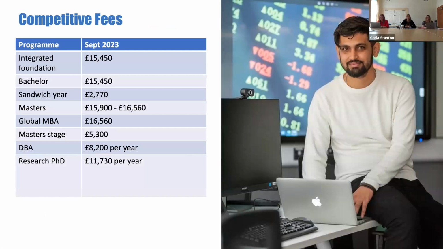Just a quick reminder on our fees, which I think you'll see are extremely competitive when compared to other universities in the UK. You can see here that our integrated foundation and bachelor courses are 15,450. Our master's courses range from 15,900 to 16,560. We also have a number of master stage awards at 5,300, and then our research PhD fees are 11,730 per year. So I think they are pretty competitive fee levels for you.